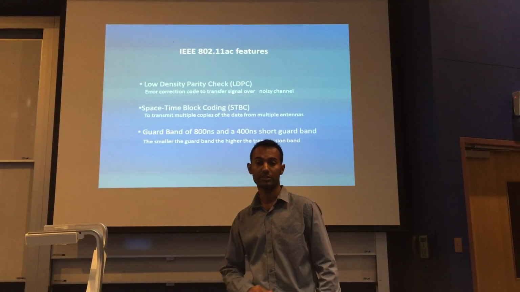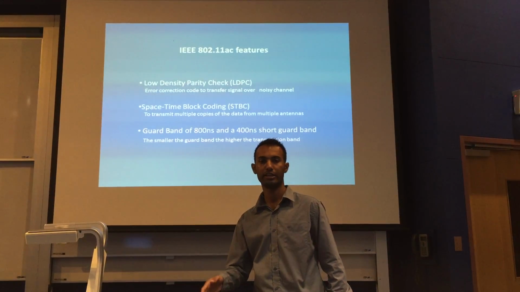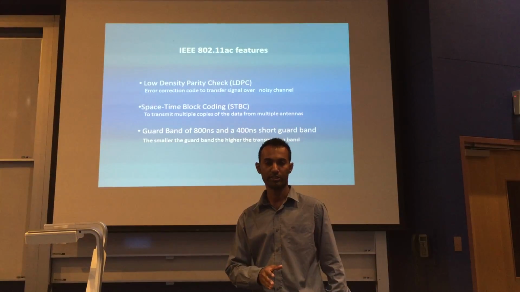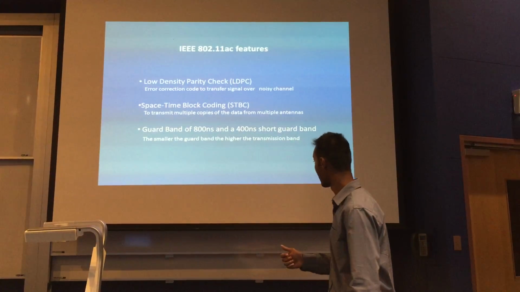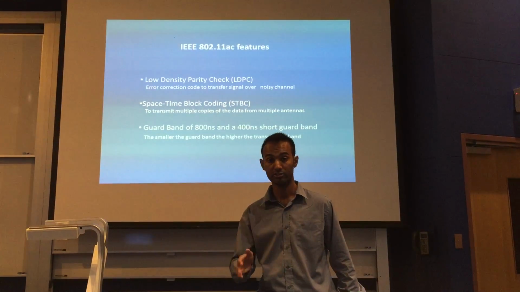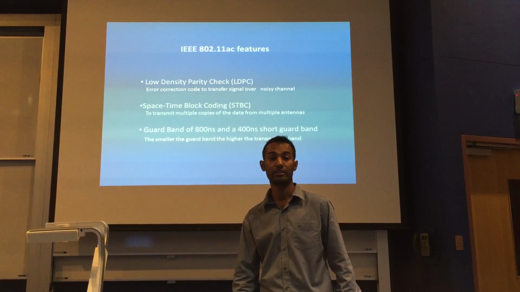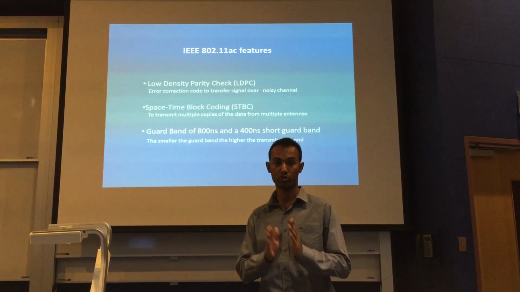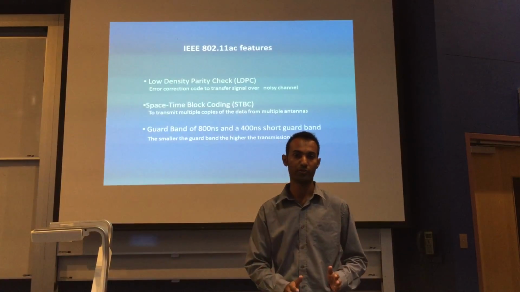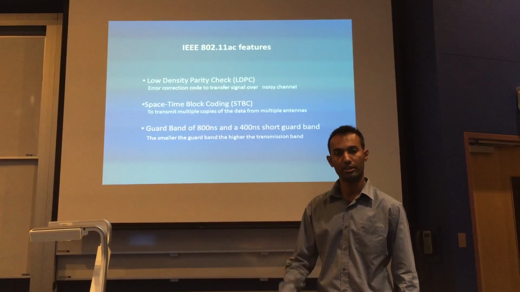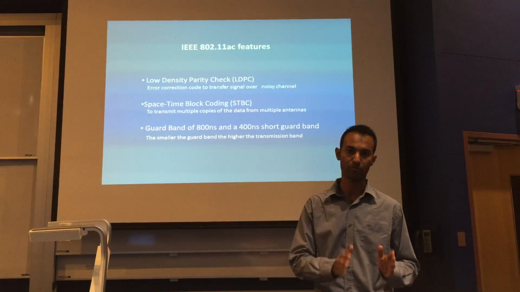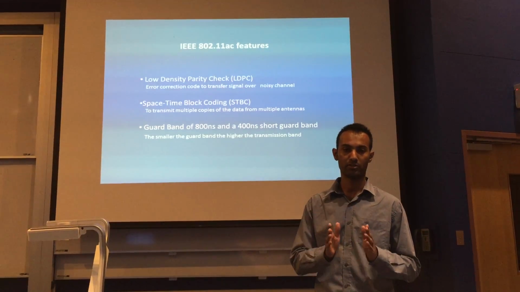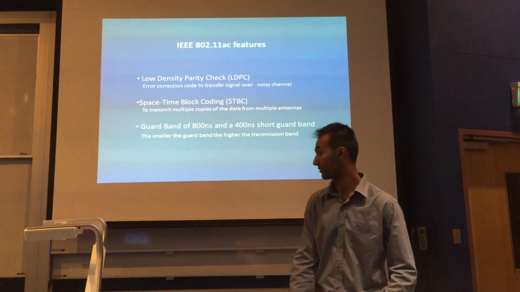And what about the guard band of 800 nanoseconds? 800 nanoseconds is a regular guard band, and 400 nanoseconds is a short guard band. If you use a shorter guard band, the amount of data that is going to be transferred is higher, because a lot of time is saved by having a shorter guard band.